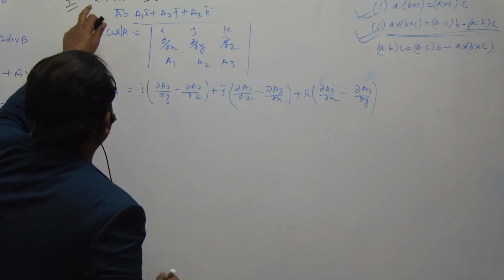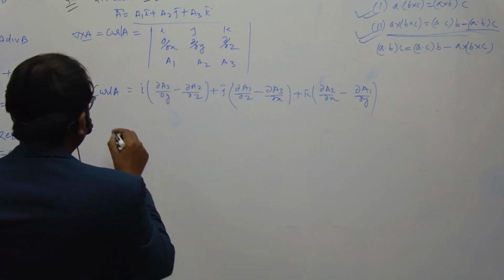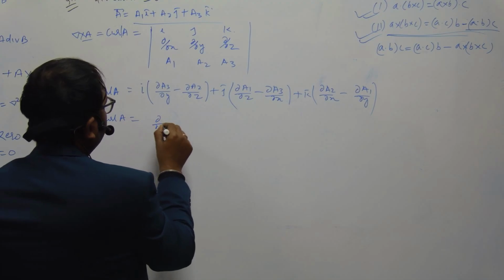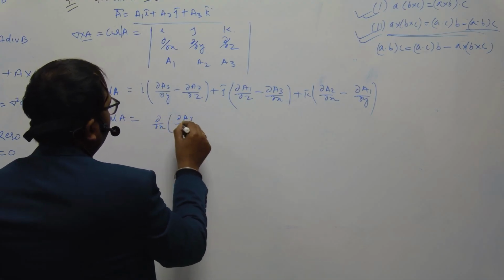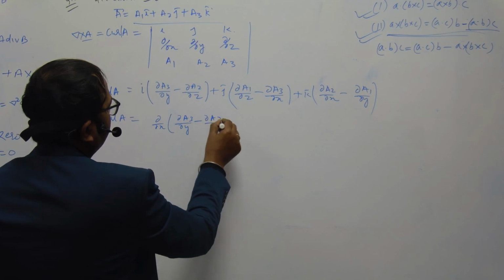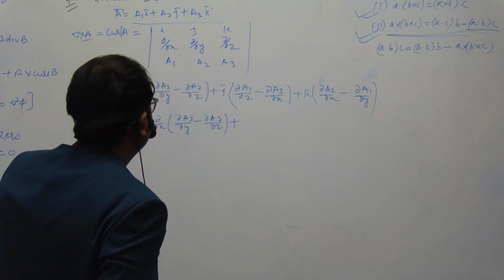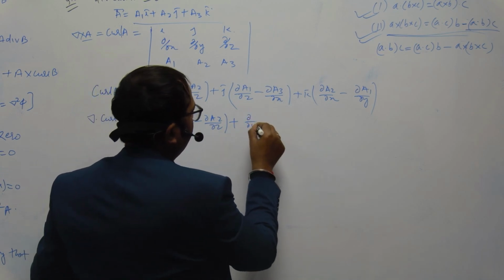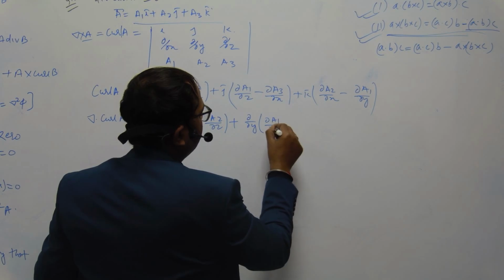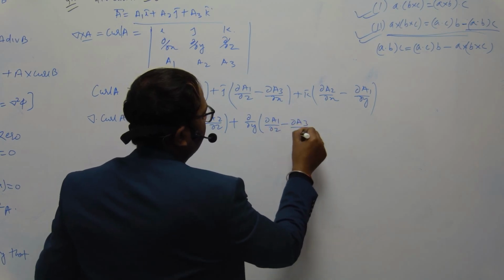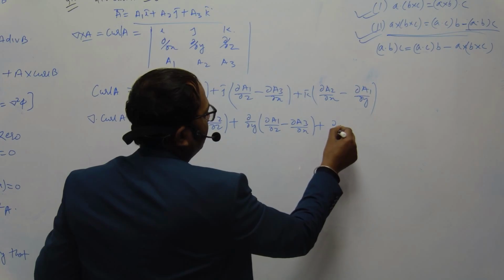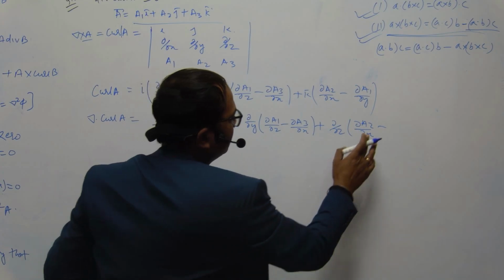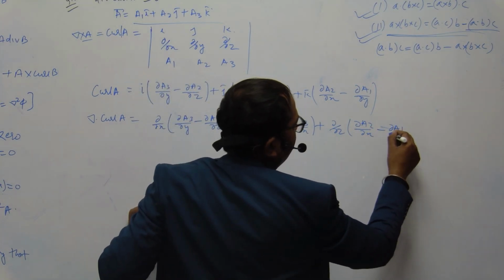Now we have to find the divergence of curl of A. So del dot curl of A is equal to del upon del x of (del A3 upon del y minus del A2 upon del z), plus partial differentiation with respect to y of this particular term, del upon del y of (del A1 upon del z minus del A3 upon del x), plus del upon del z of (del A2 upon del x minus del A1 upon del y).